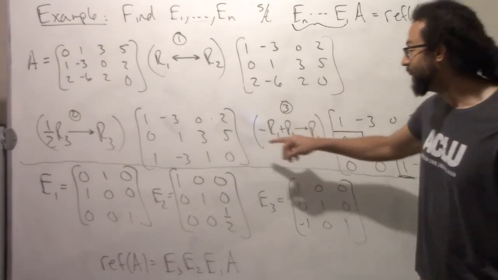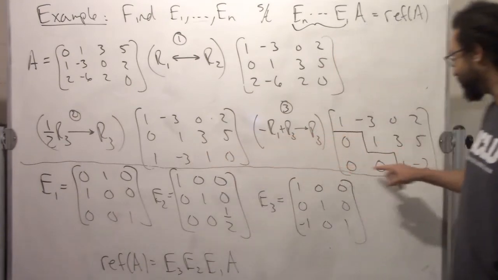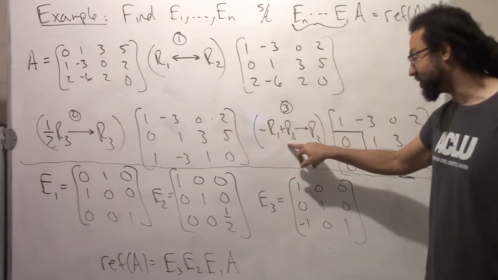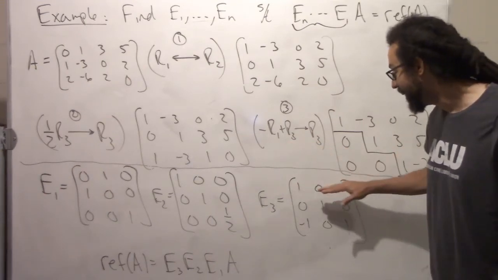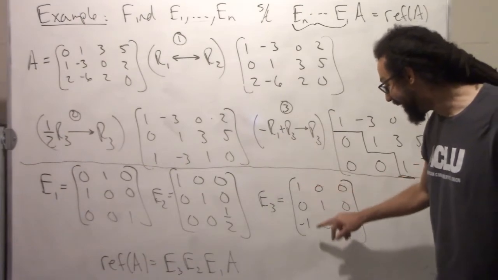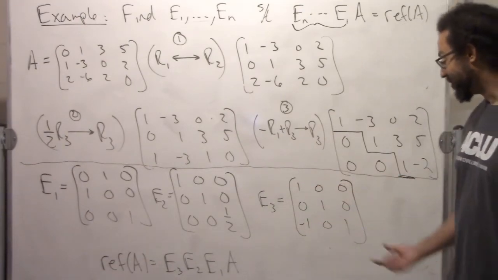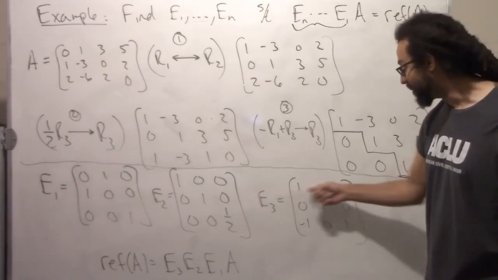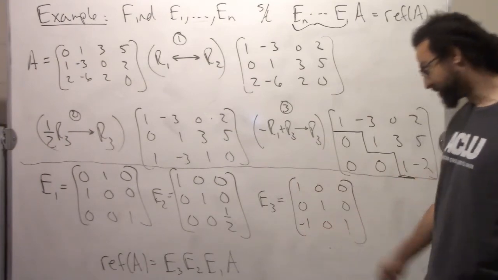And then what's the third row operation? Well, we took negative row 1, added it to row 3, and replaced row 3 with that result. So this is the thing we're going to do to the 3 by 3 identity matrix. Remember, the identity matrix goes 0, 0, 1, and then if you multiply row 1 by -1 and add it to this row, you get -1, 0, 1.